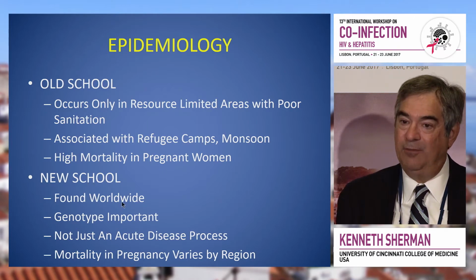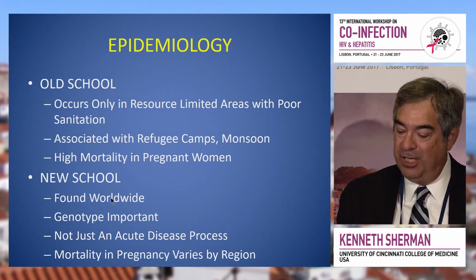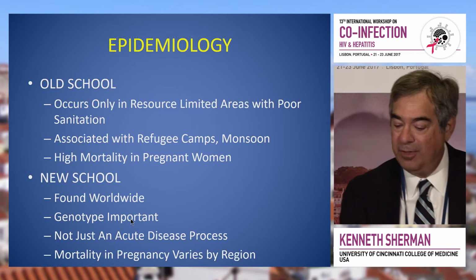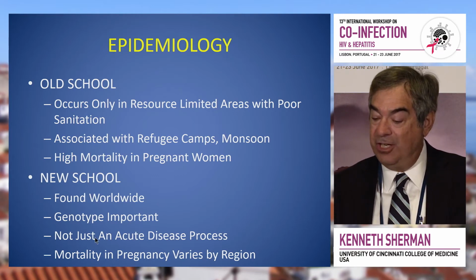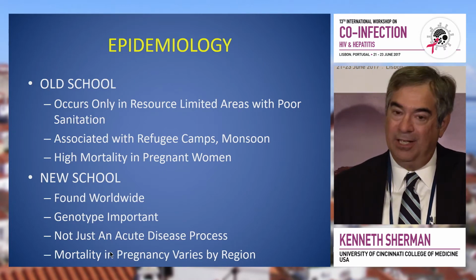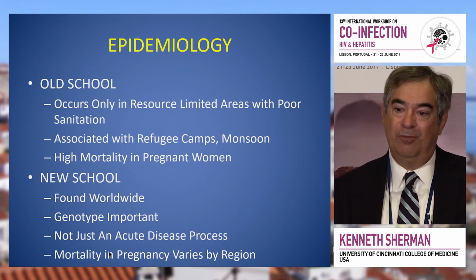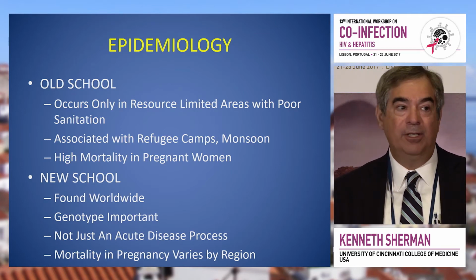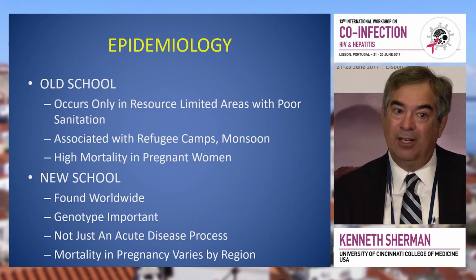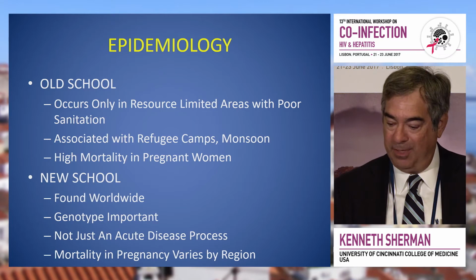This is a disease that's found worldwide. The genotype is a very important feature of the presentation and location of the disease. It is not just an acute disease process, and the mortality in pregnancy actually varies by the region of the world you're in. Again, referring to studies done in the Nile River Valley, pregnant women rarely, if ever, develop fulminant hepatitis, which was the characteristic that had been originally described both in travelers to endemic areas and in India.